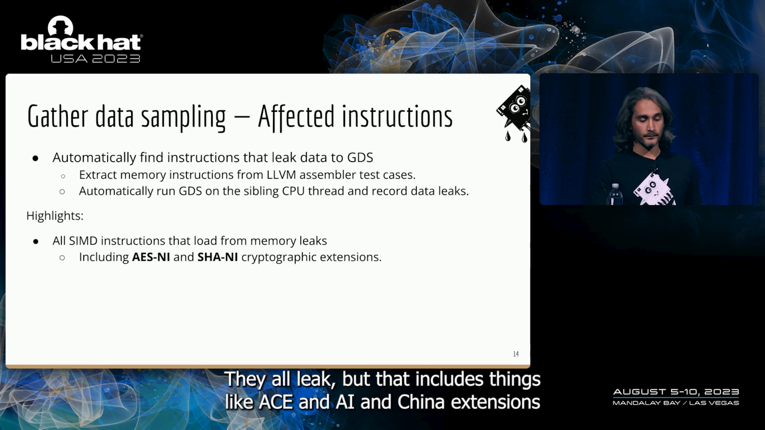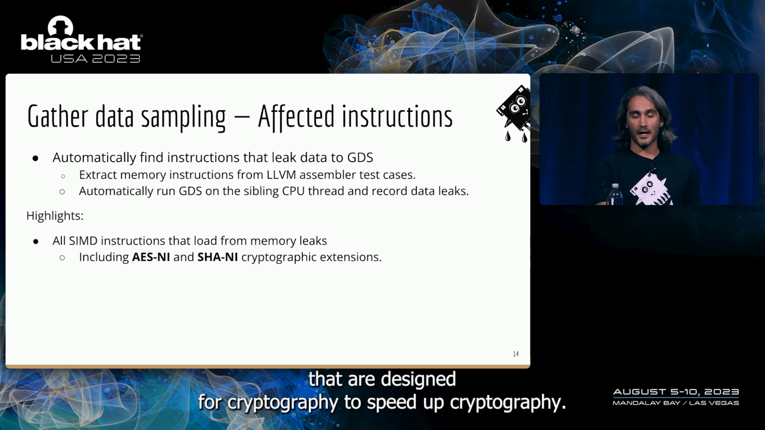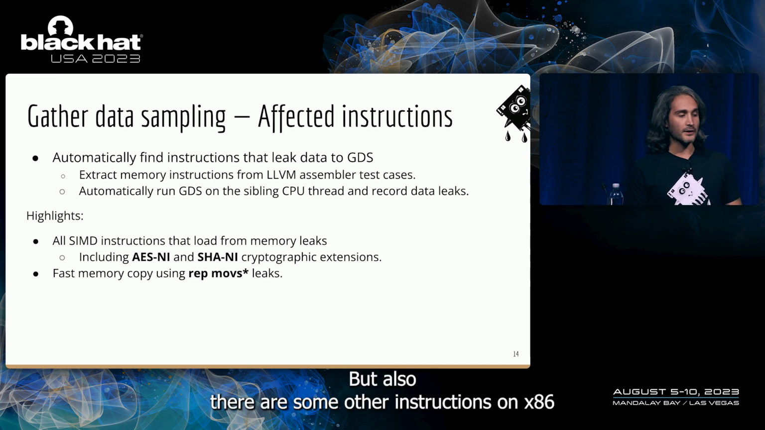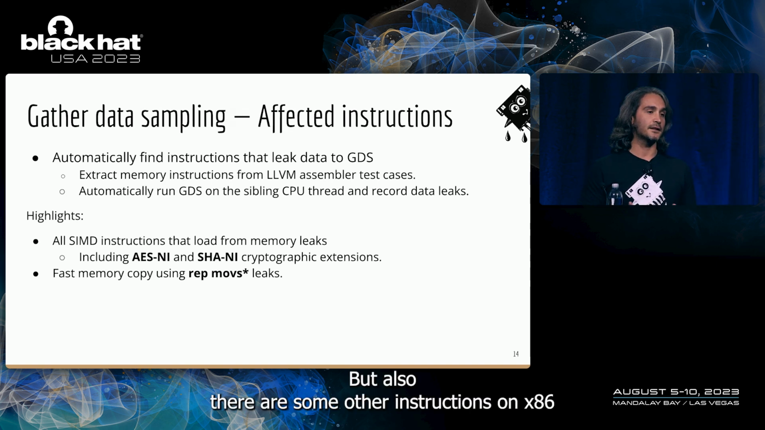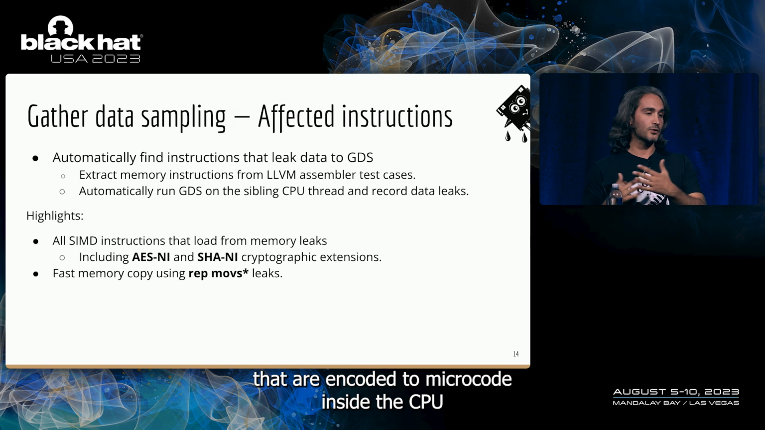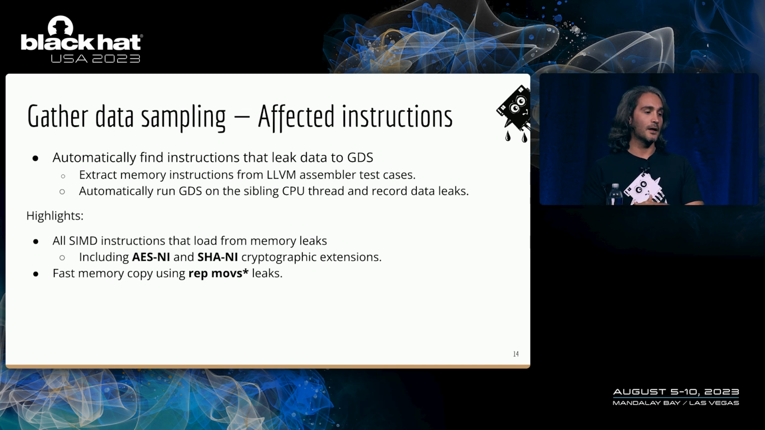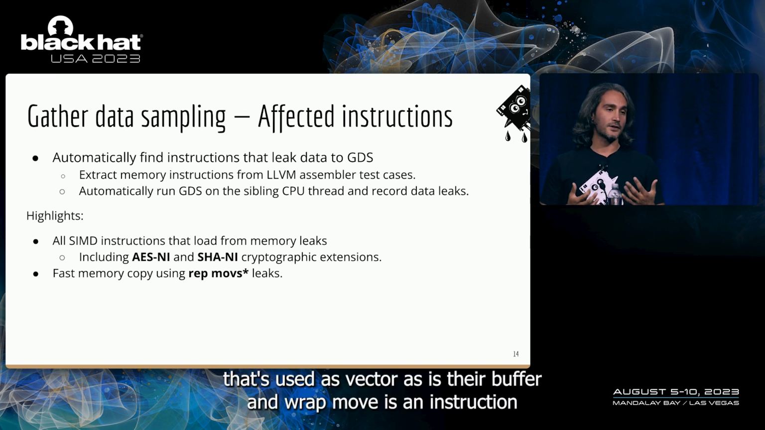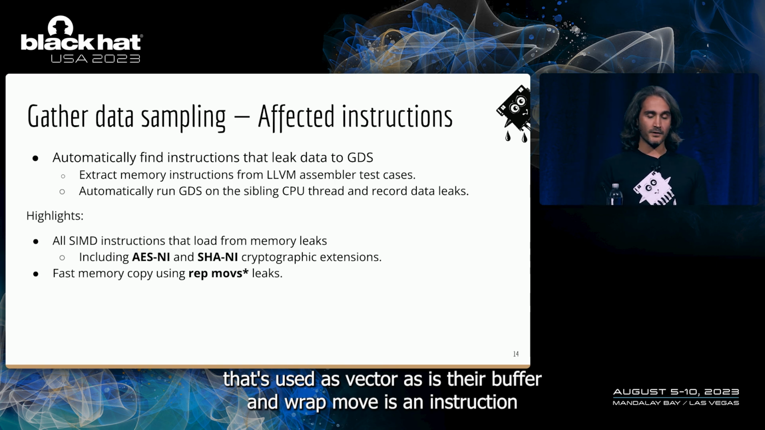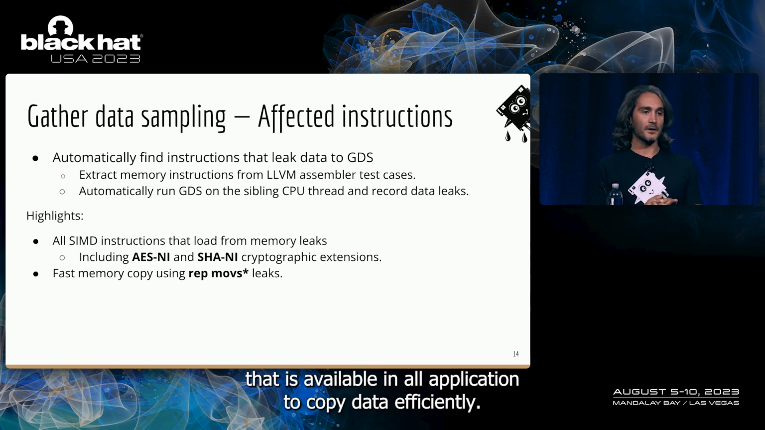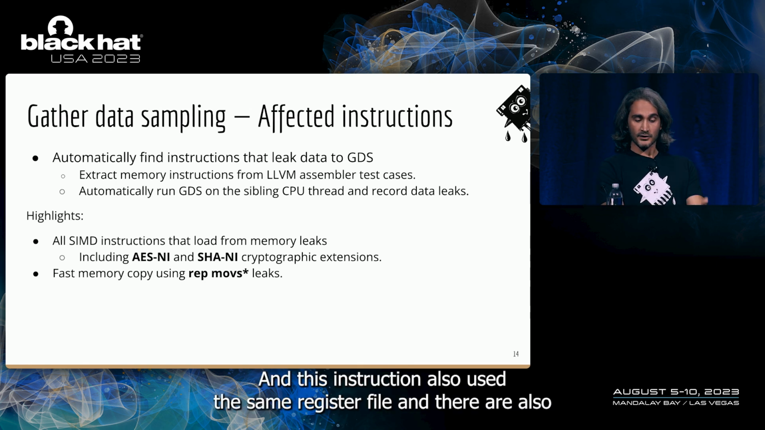The highlight of this experiment was that I realized all SIMD instructions that load data from memory all leak. But that includes things like AES-NI and SHA-NI extensions that are designed to speed up cryptography. But also there are some other instructions on x86 that are encoded in microcode inside the CPU that use this vector register buffer. And rep move is an instruction that is available in all applications to copy data efficiently. And this instruction also uses the same register file.